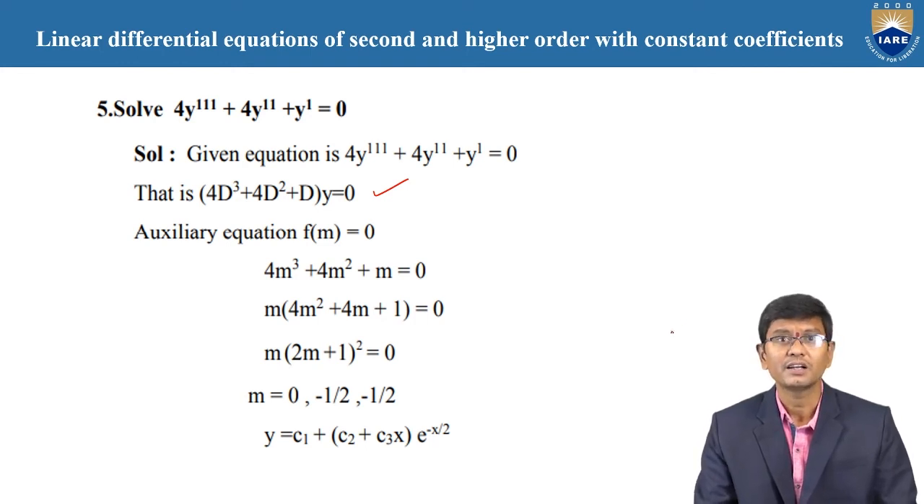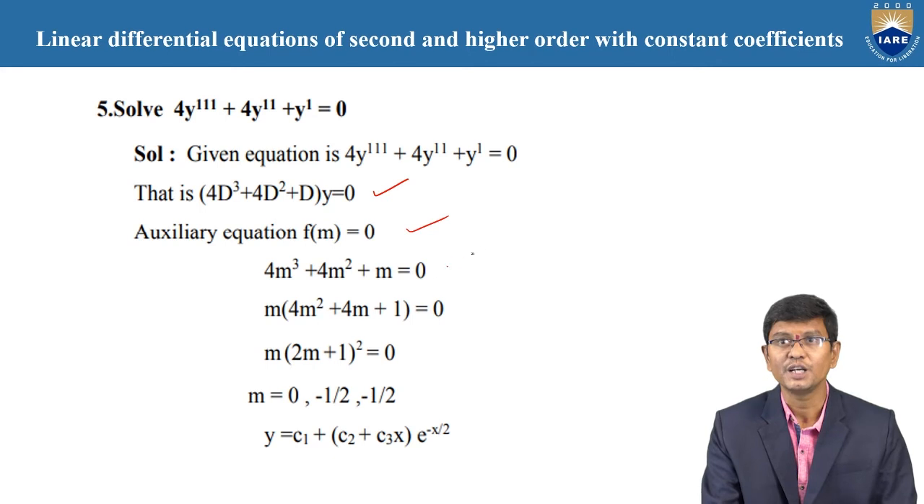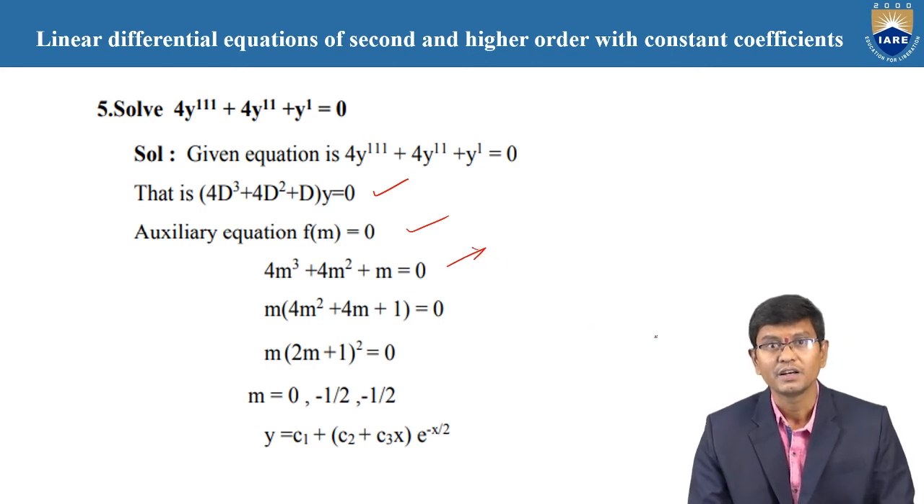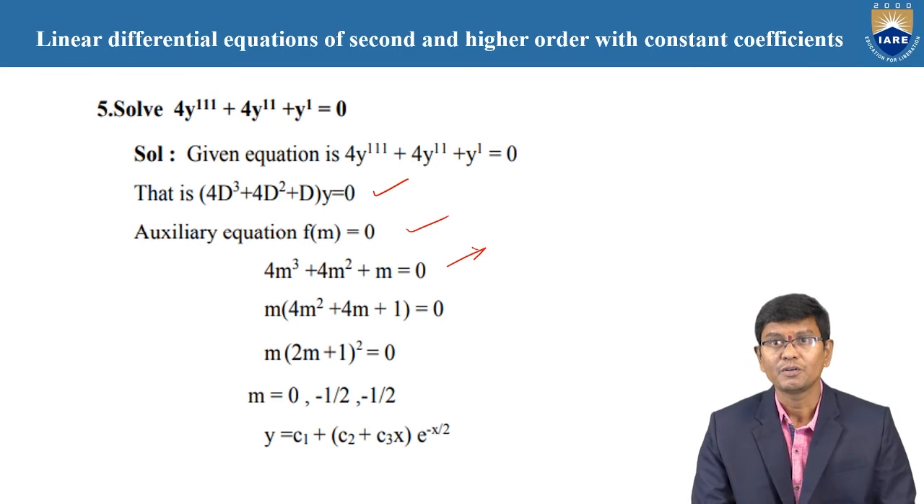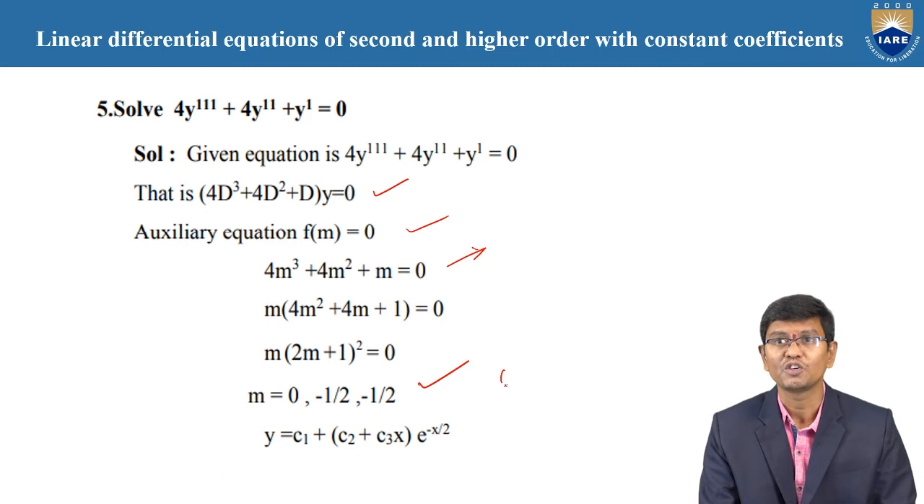And now we need to find the auxiliary equation. The auxiliary equation f(m) = 0 is 4m^3 + 4m^2 + m = 0. Here the order of the equation is 3, so by solving we get three solutions. Clearly, you obtain m(2m + 1)^2 = 0. Therefore, the solutions are m = 0, -1/2, -1/2. Moreover, observing here, 0 is a distinct root and -1/2 is a repeated root.